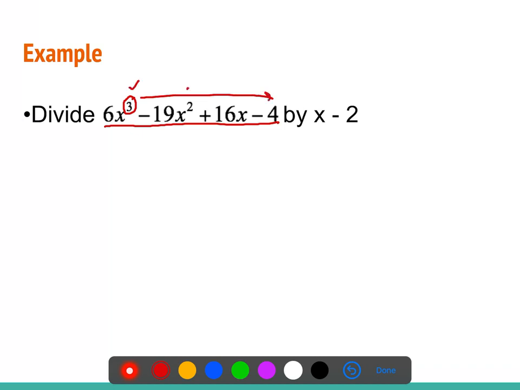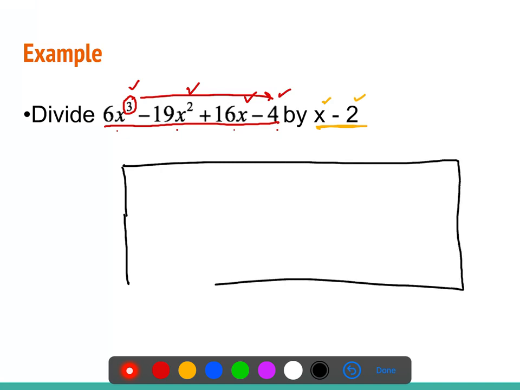You take your dividend, that's the thing that's going to be divided, and you make sure it's in order from highest exponent all the way down to the number. So I've got x cubed, x squared, x to the first, and number. So first thing you do is you check to make sure it's in order. Then the other one over here, we call it the divisor. That's the thing you're dividing by. It goes usually on the outside. You look at it, make sure it's in order. Highest exponent down to the lowest.